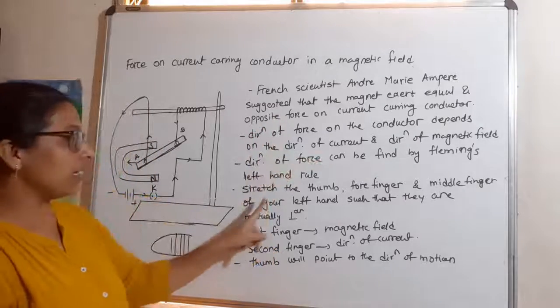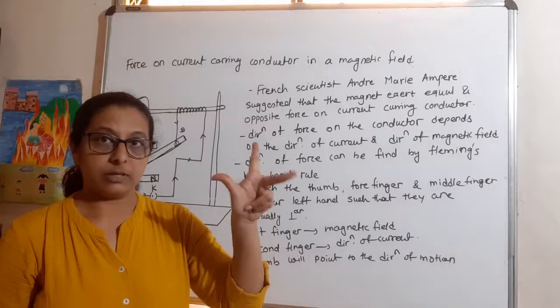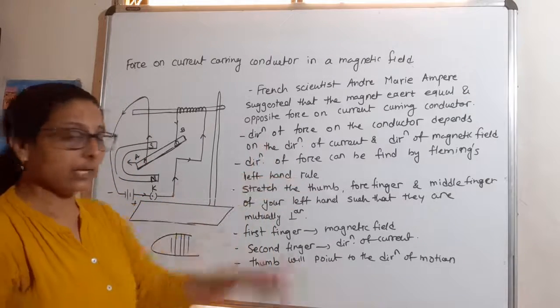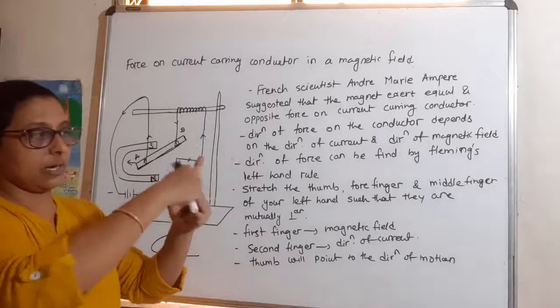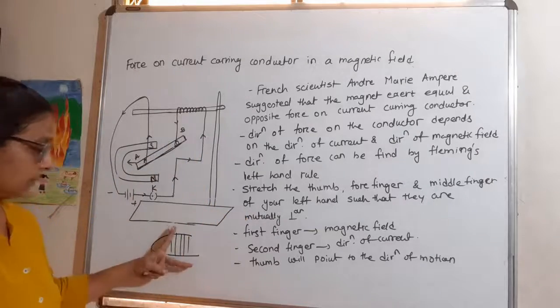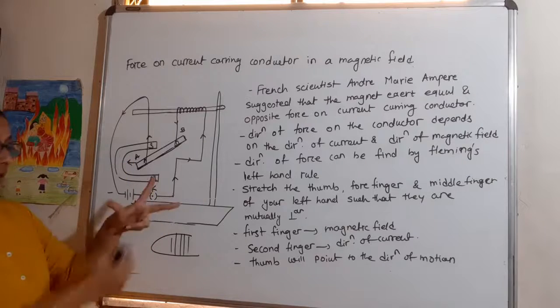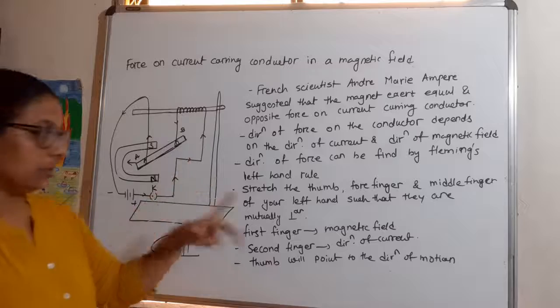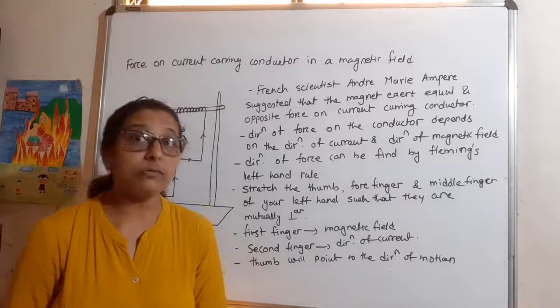Stretch the thumb, forefinger and middle finger in such a way that they are all mutually perpendicular, like this. This is mutually perpendicular, right? Then the first finger shows the magnetic field, because this is the magnetic field of the horseshoe magnet. This is the current and here is the displacement. So the thumb will point to the direction of motion of the conductor.